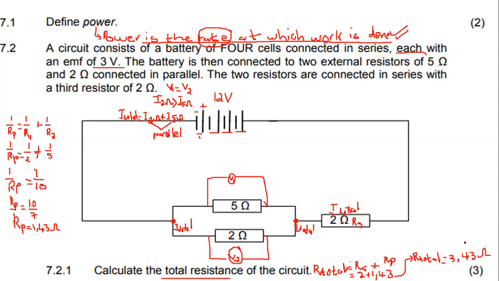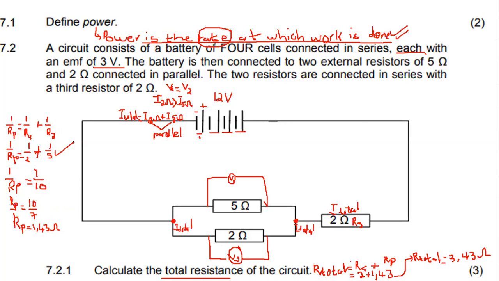Are we together? So we added the resistor that is in series plus the R parallel that we calculated, and we find that our total resistance is definitely giving us 3,43 ohms. Are we clear? And most likely, remember, we didn't give you the value for R parallel, and that is why you had to show us the calculation.